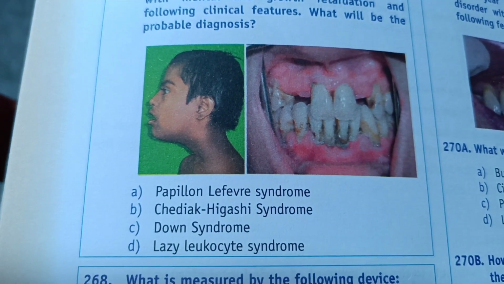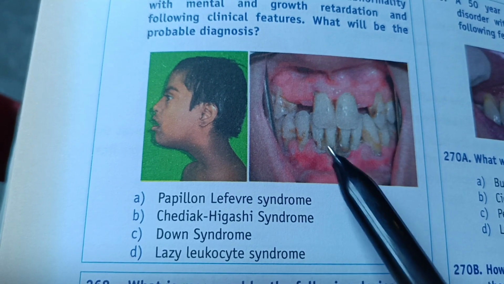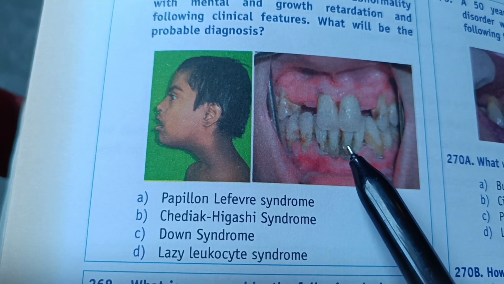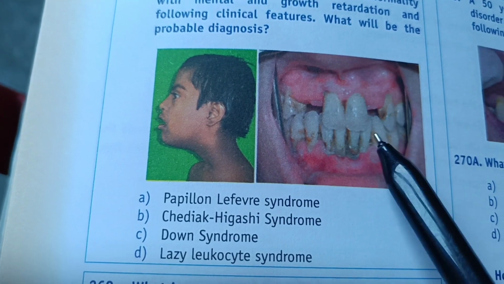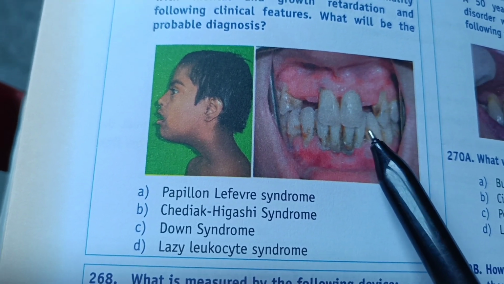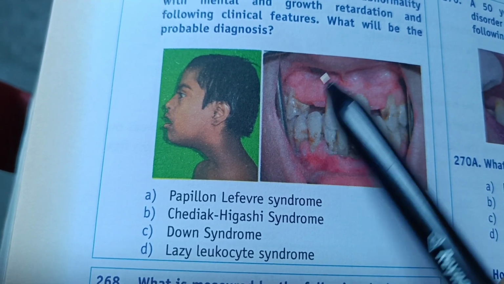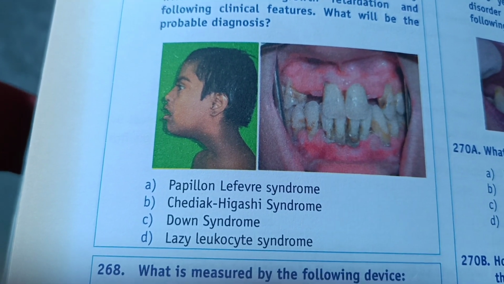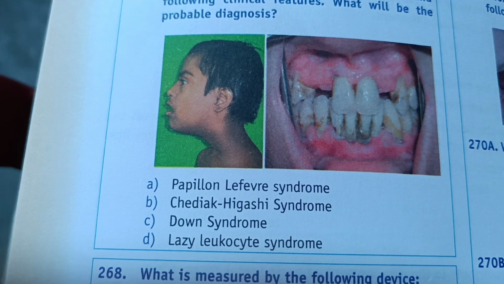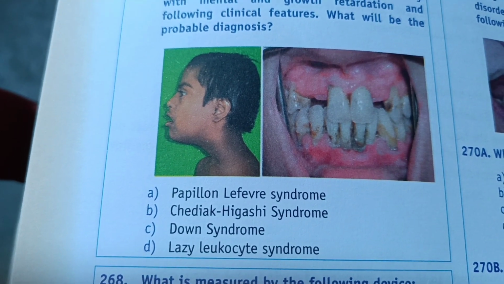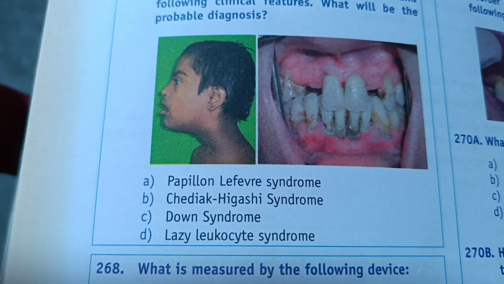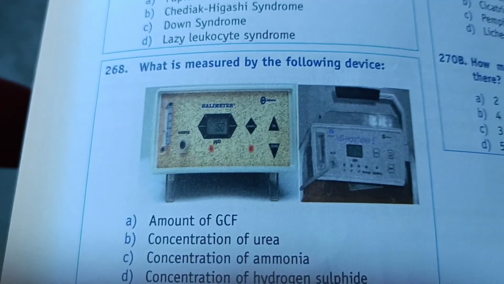In this image, deep periodontal pockets are there. In Down syndrome, the oral cavity is affected by deep periodontal pockets, also associated with moderate gingivitis. So there is inflammation of the gingiva, calculus formation, and plaque formation. So your right answer is option C, Down syndrome. Now come to the next question.